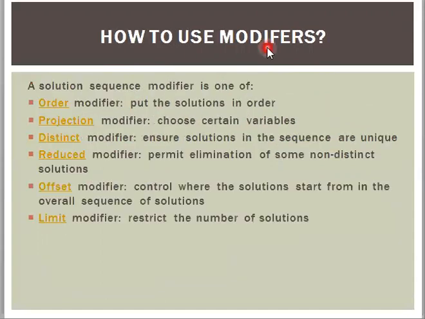How to use modifiers. Here are some modifiers with their descriptions. Order puts the solution in order. Projection is for certain variables, like when we need to choose some certain variables. Distinct keeps solutions in the sequence unique. Reduce permits elimination. Offset controls where the solution starts from in the overall sequence of solutions. Limit restricts the number of solutions.